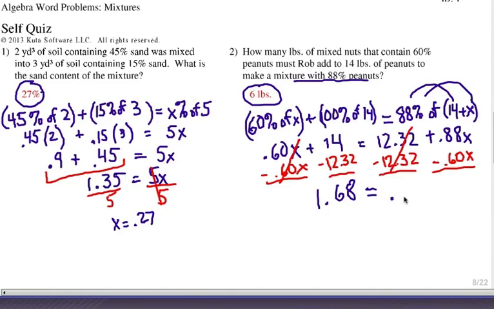1.68 equals 0.28x. We're going to divide by 0.28 on both sides, and that should get us to our final step. And when we divide that, be careful with your decimal points, you should be able to get 6 pounds. All right, I hope you did all right with that.